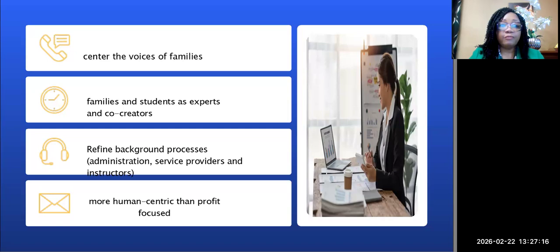Service research is very critical in an educational setting because the bottom line is the goal of it is to allow us to create something that is a little bit more human-centric instead of business-like and profit-focused.